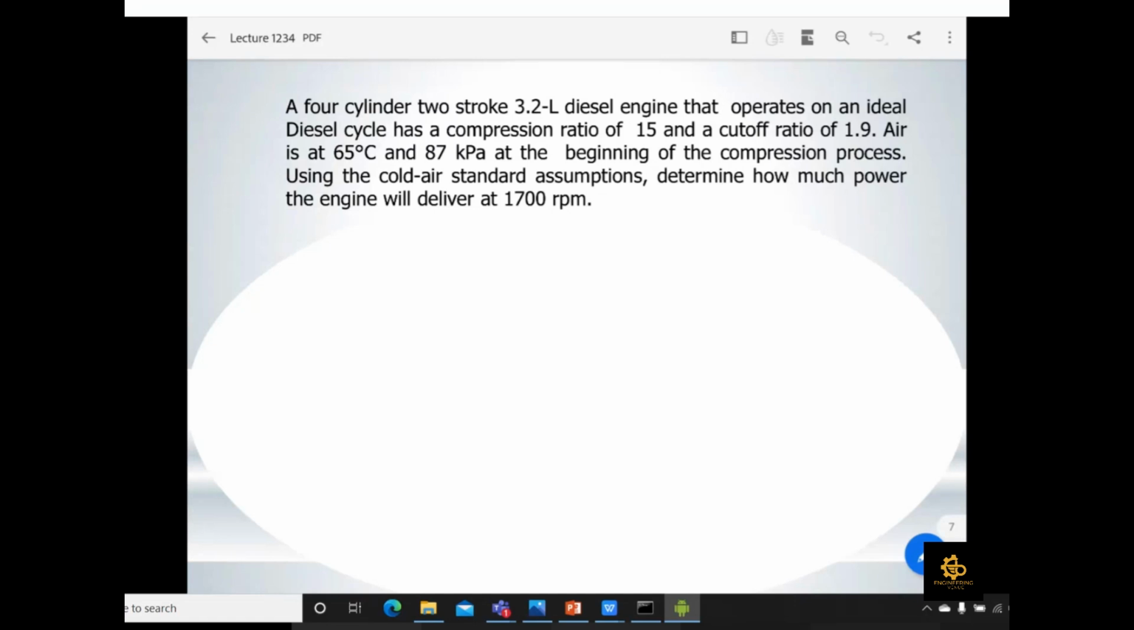A four-cylinder, two-stroke, 3.2 liter diesel engine that operates on an ideal diesel cycle has a compression ratio of 15. Same thing, only the data is changed. Cutoff ratio is 1.9. Air is at 65 degrees Celsius, 87 kilopascal, which is your T1 and P1, at the beginning of the compression process. Using cold air assumption, determine how much power the engine will deliver at 1700 rpm. You can proceed with this example, and you can send it to me by tonight or tomorrow. Okay.